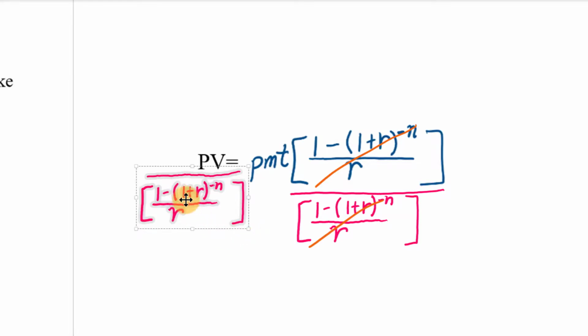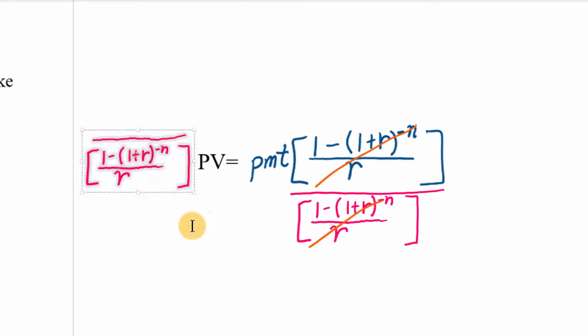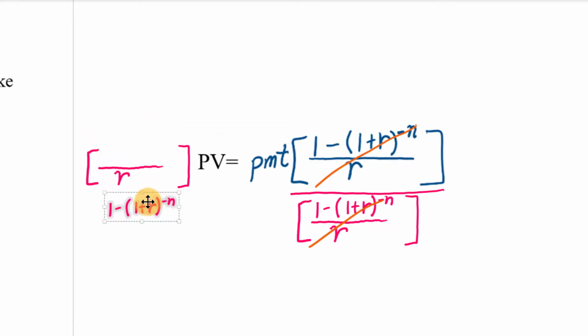A very common way that people will write this, however, is instead of dividing, they'll turn it into a multiplier, and that means they'll just invert this fraction here. So they'll put this on the bottom, they'll put that R on the top. When you divide by a fraction, you invert and multiply. That's all we're doing here.